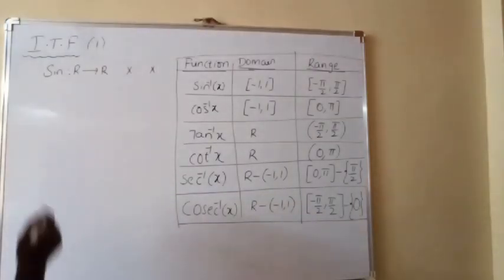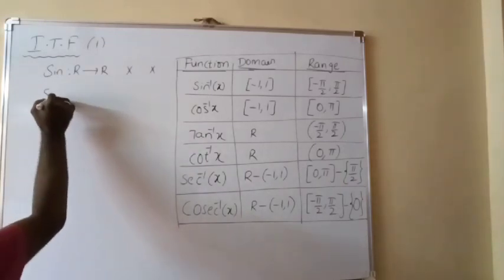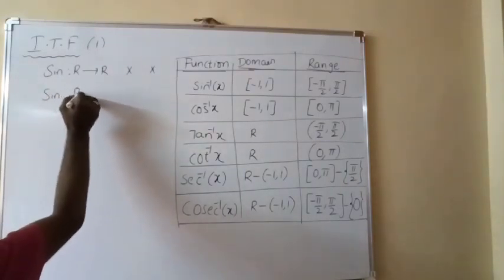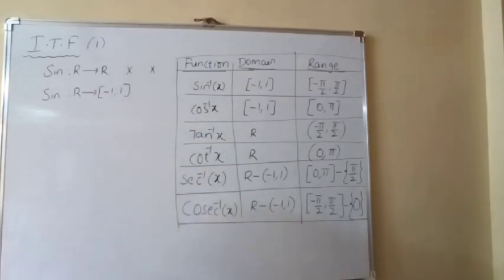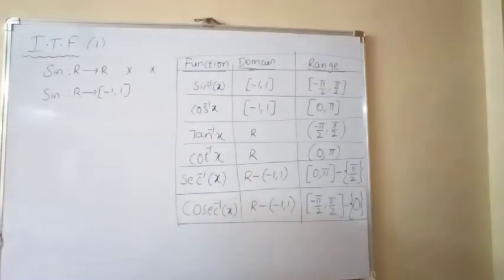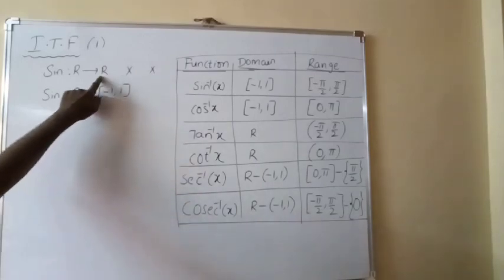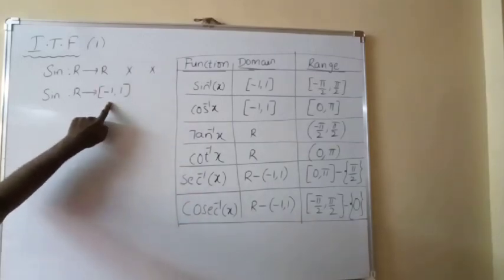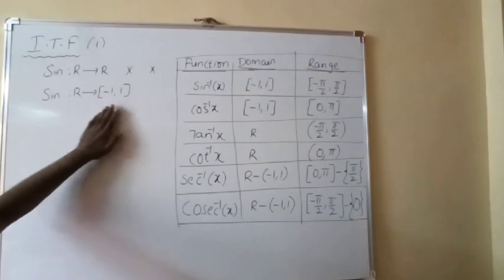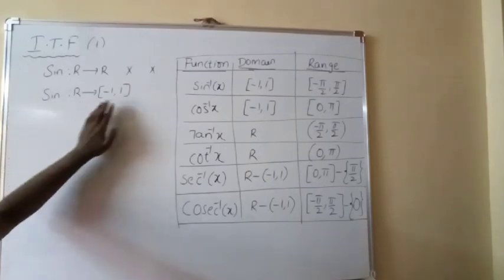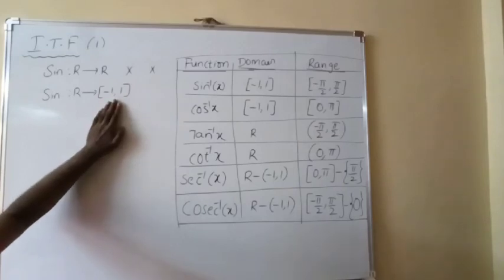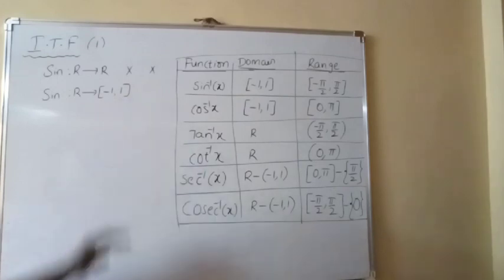Okay. So suppose I restrict the sine function's codomain from capital R to the closed interval minus 1 comma 1. If I reduce the size of the codomain from capital R to the closed interval minus 1 comma 1, now the codomain of sine function is the closed interval minus 1 comma 1, which is the same as the range of the sine function, and hence it is an onto function.